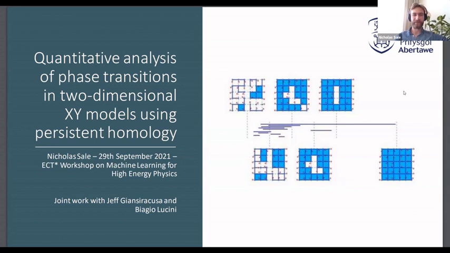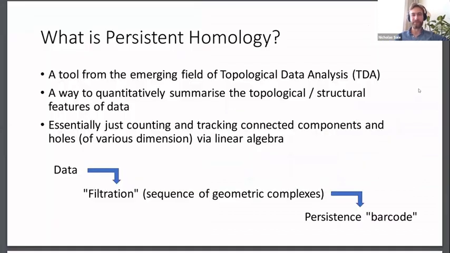Okay, so you're probably asking, what is persistent homology? This is a tool from the field of topological data analysis, which is a maths field. The tool was developed in its modern form in the early 2000s. Since then, it's been applied to numerous different scientific domains where it's seen fantastic success. It's a way to quantitatively summarize topological and structural features of data. People like to say it quantifies shape.